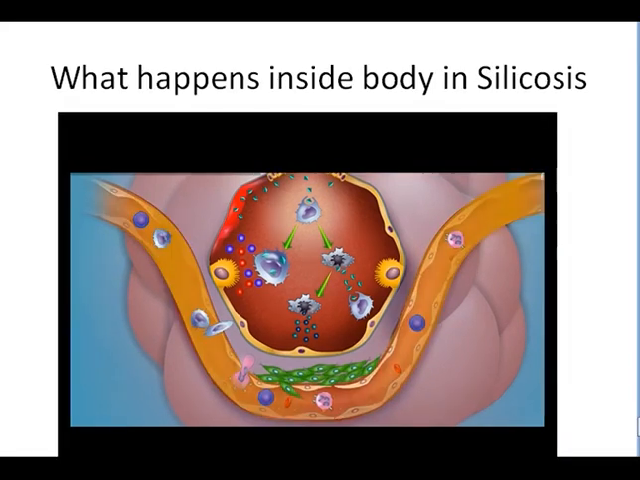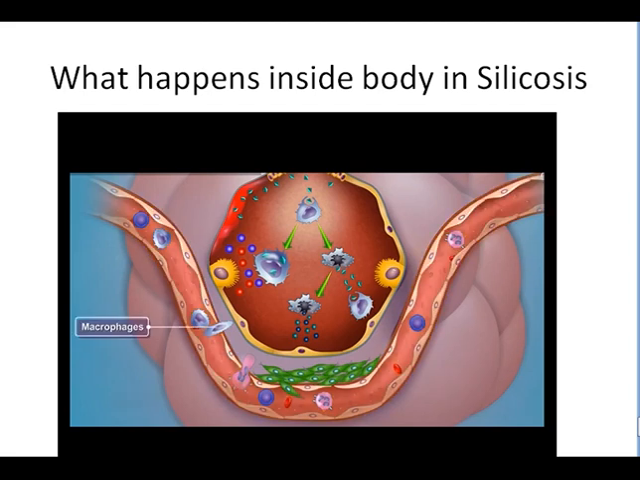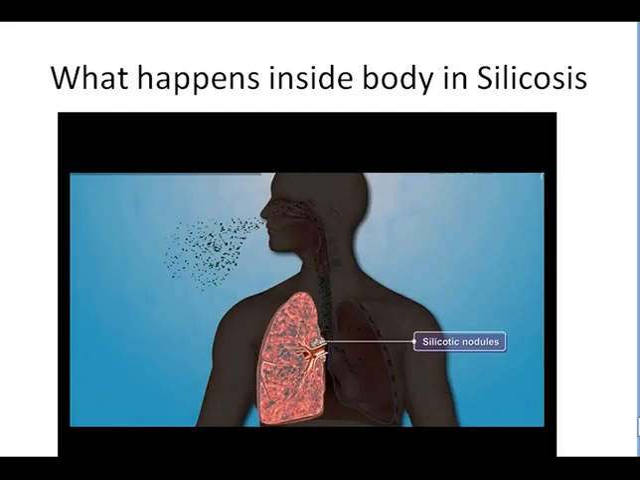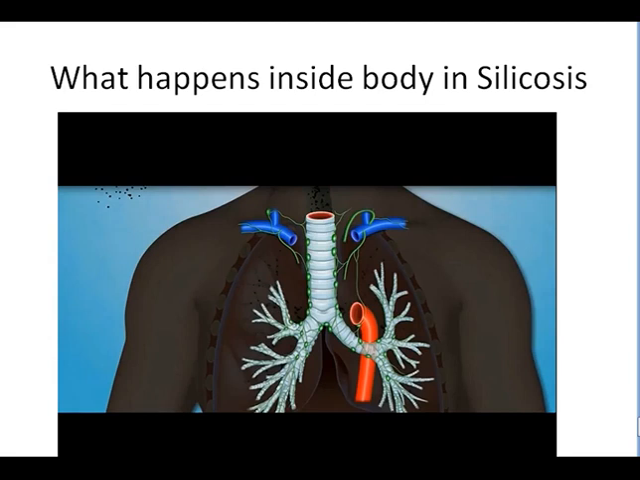You can now see on the screen this fibrosed area. This green area represents the fibrosis. So moving further, you see the other changes: macrophages, lymphocytes, and fibroblasts getting involved, finally producing these silicotic nodules.